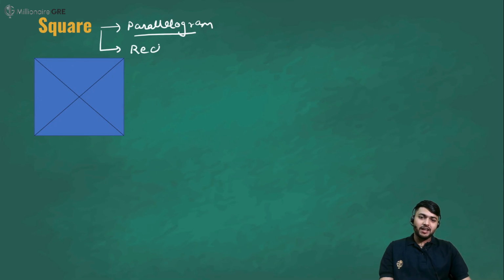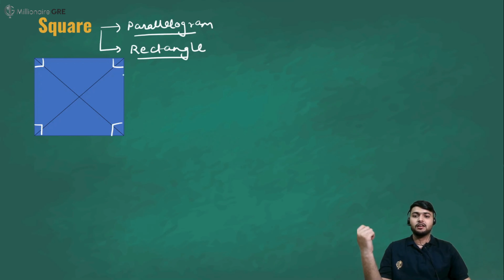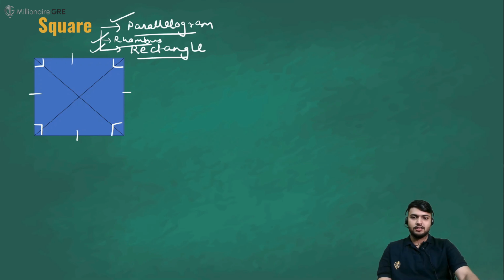A square is also a rectangle. What's a rectangle? A rectangle is a parallelogram in which all angles are 90. A square is a parallelogram in which all angles are 90. So a square is a rectangle. A square is also a rhombus. What's a rhombus? A rhombus is a parallelogram in which all sides are equal. A square is a parallelogram in which all sides are equal. So a square is also a rhombus. A square is a parallelogram, it is a rectangle, it's also a rhombus. All the three things. It's 3 in 1.